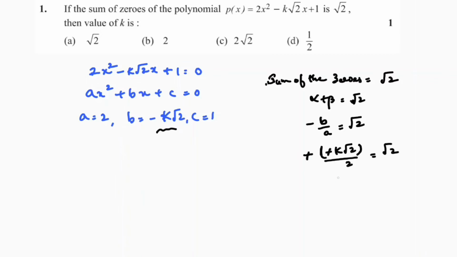Minus into minus is plus, root 2 will get cancelled. Root 2 times 1. So k equals 2 times 1, which is 2. So the correct option is here, B.